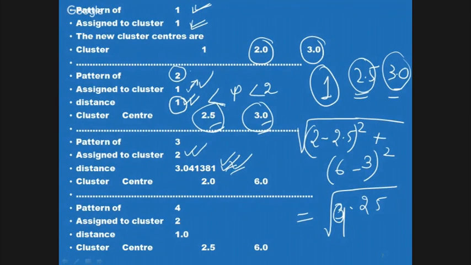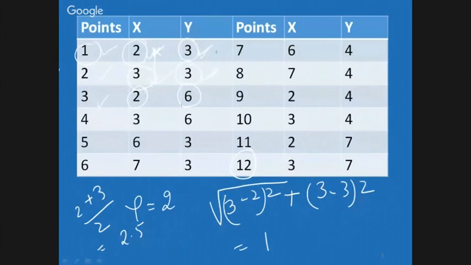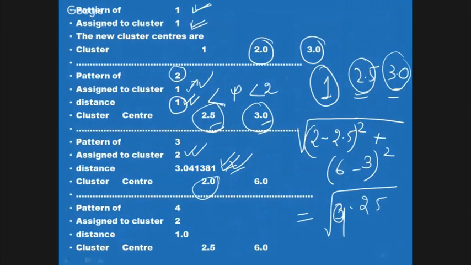And for cluster number 2, what will be the center? The center will be the same point as your x, because it is a new cluster, you don't have to do the averaging, right? When it is the same cluster, then only you will do the averaging of every point, right? Now we have only 2 and 6. That means we have the final point 2 and 6.